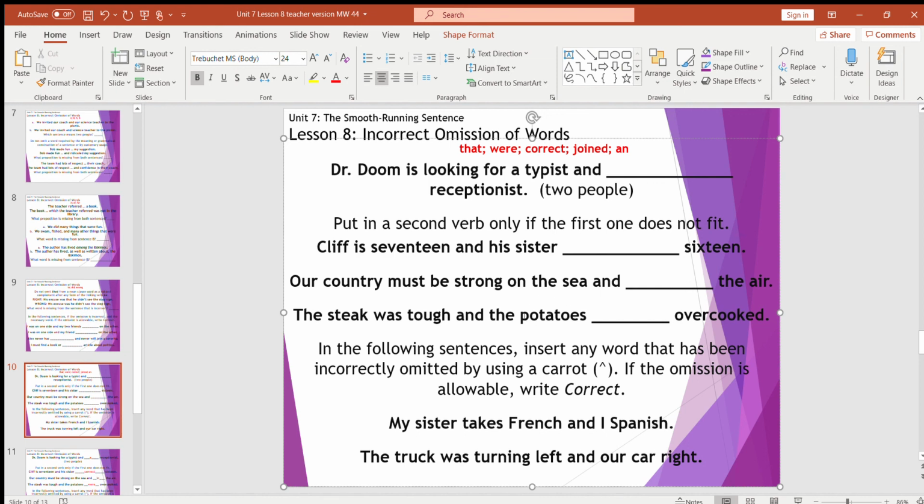And the steak was tough and the potatoes blank overcooked. So would we say the potatoes was overcooked? No, it's more potatoes, lots of potatoes. So you would have to say the potatoes were overcooked.